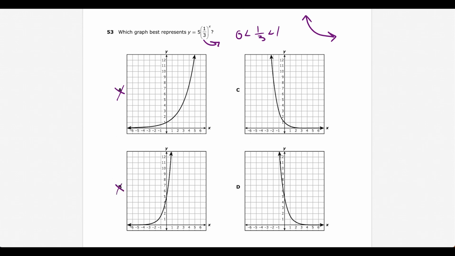Then the next thing that allows me to do this without a calculator is I look for the y-intercept. So the y-intercept occurs when x is equal to 0. And if we plug in x equals 0, we have y equals 5 times 1/3 to the 0 power. 1/3 to the 0 is 1. So our y-intercept is going to be at the point (0, 5). And notice that choice C is going over here to (0, 1). So that's no good. But choice D, if we look at this one, the y-intercept is clearly at (0, 5).